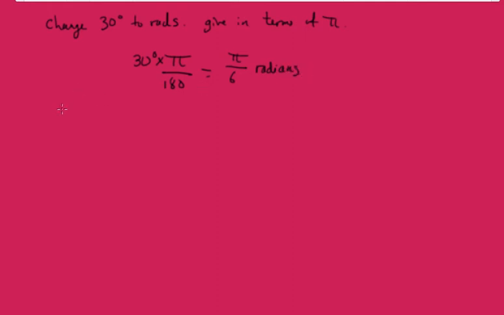Now we want to do the opposite. We want to change 5 pi over 9 to degrees. So we're going to take our 5 pi over 9 and this time we'll times it by 180 over pi. So we can see the pi's are going to cancel, and 180 divided by 9 is going to give us 20. 20 times 5 is 100, and that's going to be degrees.